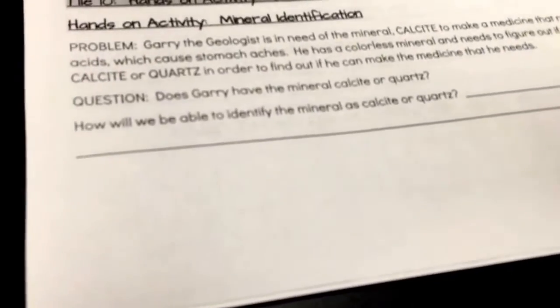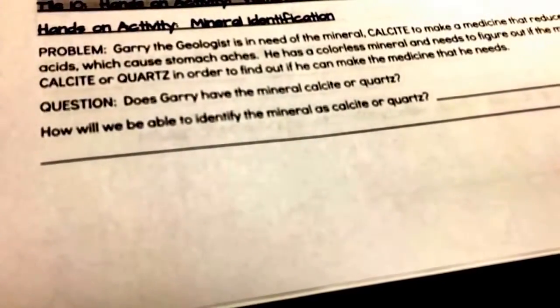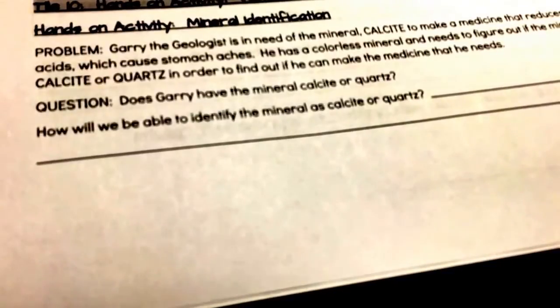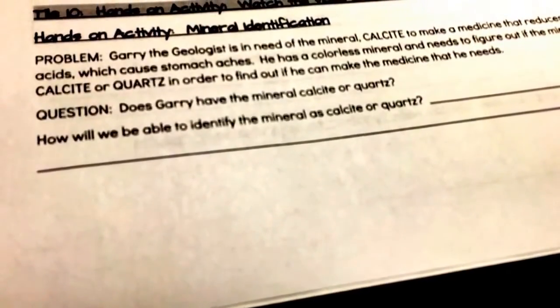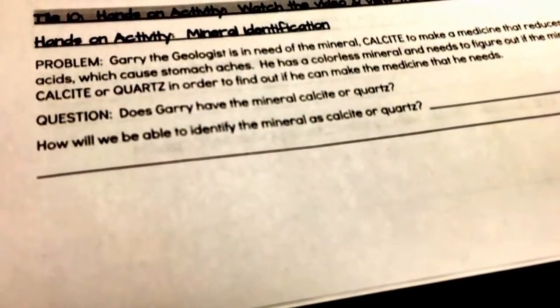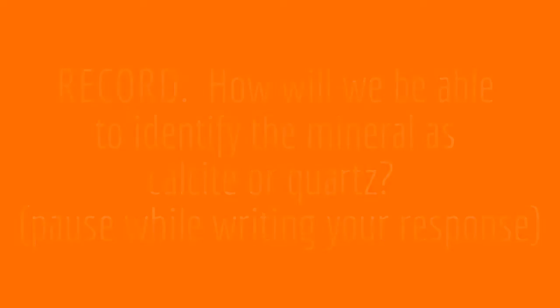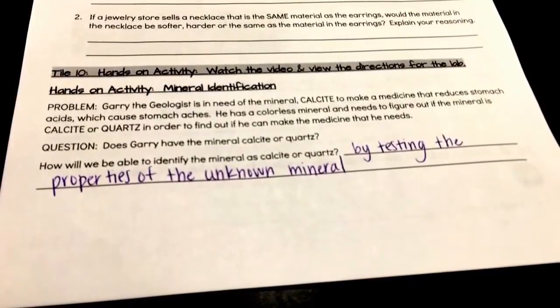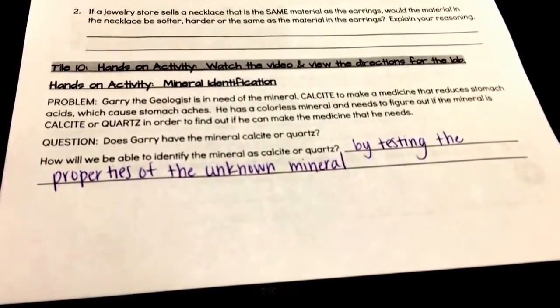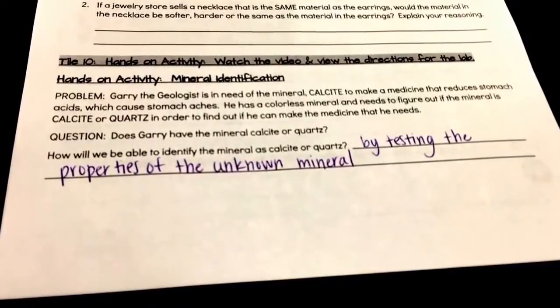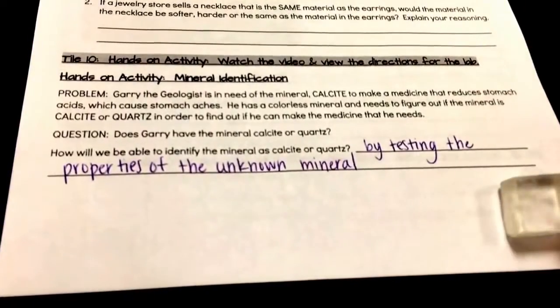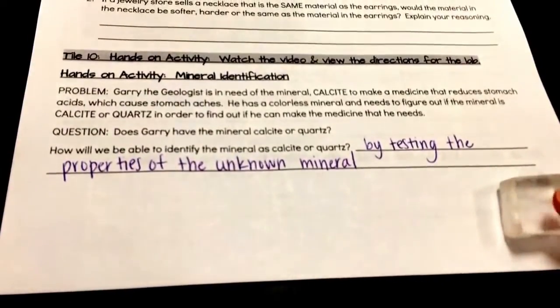And what I want you to do right now is to think to yourself, how will we be able to identify the mineral as calcite or quartz? So you should have said that we're going to be able to figure out if this mineral is calcite or quartz by testing this unknown mineral.